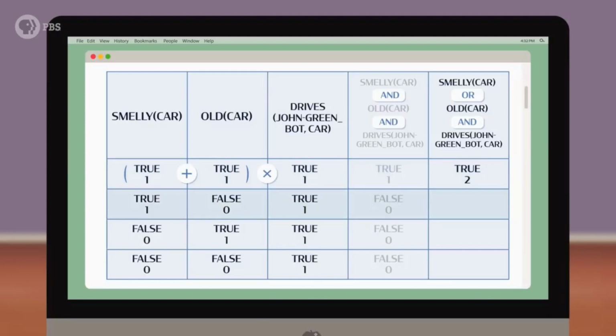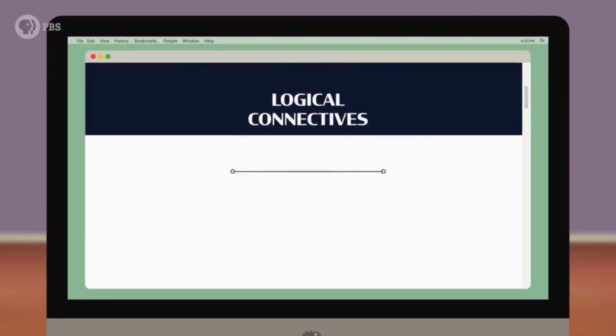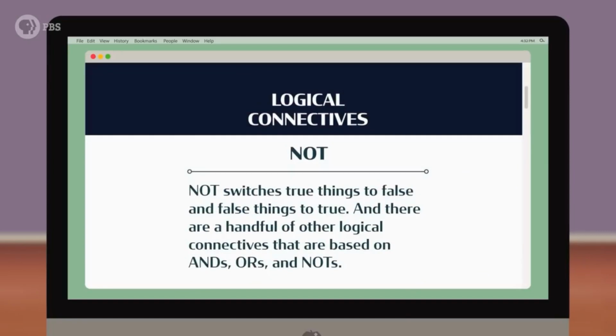The second row translates as true plus false. Then that result times true, which we calculate as 1 plus 0 times 1. That equals 1 times 1, which is 1, which means the whole proposition is true again. And we can fill out the rest of the truth table the same way. Another logical connective besides and or is not, which switches true things to false and false things to true. And there are a handful of other logical connectives that are based on ands, ors, and nots.